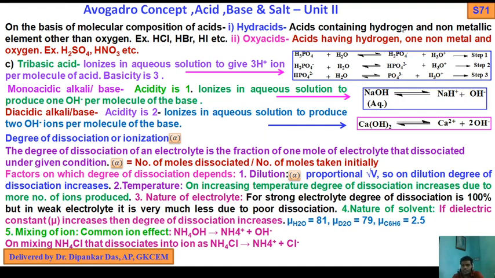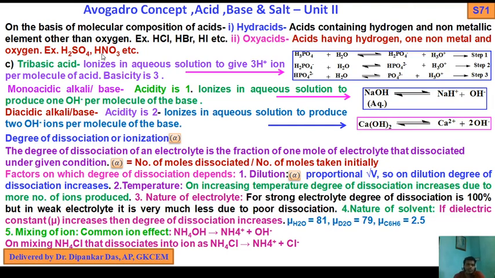hydroacids are acids containing hydrogen and a non-metallic element other than oxygen. As for example, HCl, HBr, HI, etc. Okay. So oxyacids are acids having hydrogen, a non-metal and oxygen. As for example, H2SO4, HNO3.